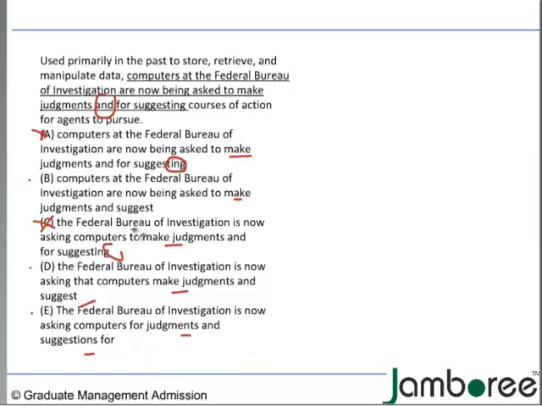So by looking at parallel constructions, I have not read anything. I am just looking whether the "and" is joining similar things or not, right? Just by looking at that, I am able to eliminate A and C. Everybody with me till there? Okay.